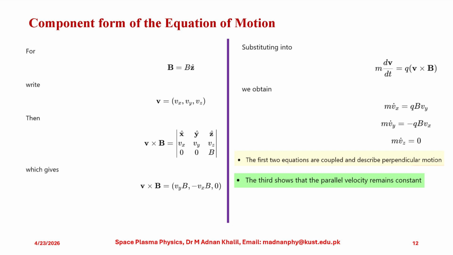The first is m times Vx dot equals qBVy. The second is m times Vy dot equals minus qBVx. The third is m times Vz dot equals 0. The first two equations are coupled, which means the x and y components influence each other. These two equations describe the motion perpendicular to the field. The third equation shows that the parallel velocity remains constant. So already, the mathematics is confirming the physical picture introduced on the previous slide.